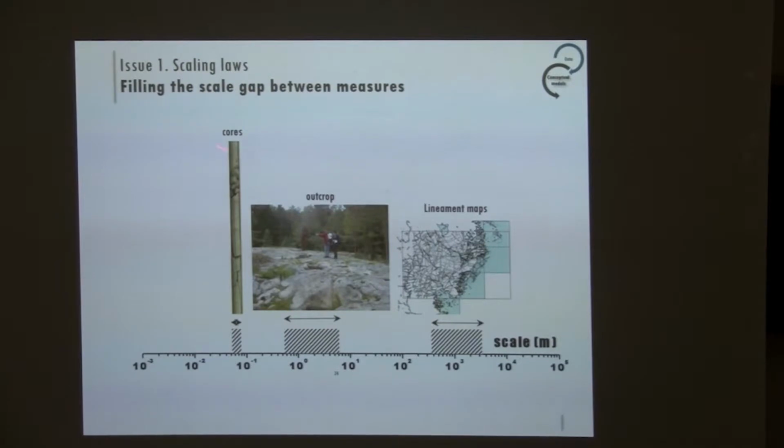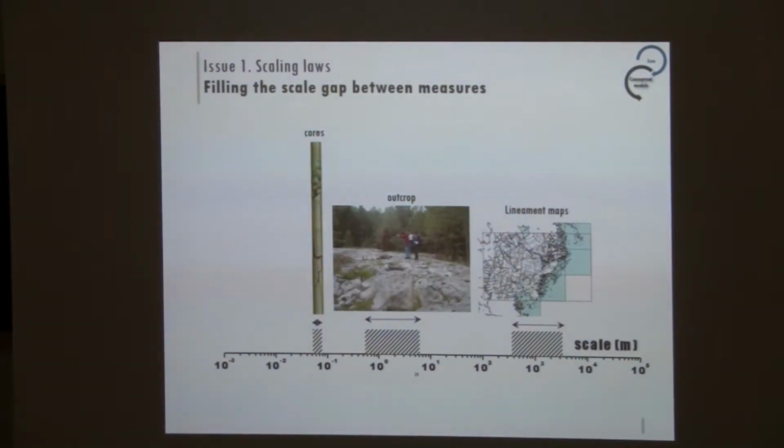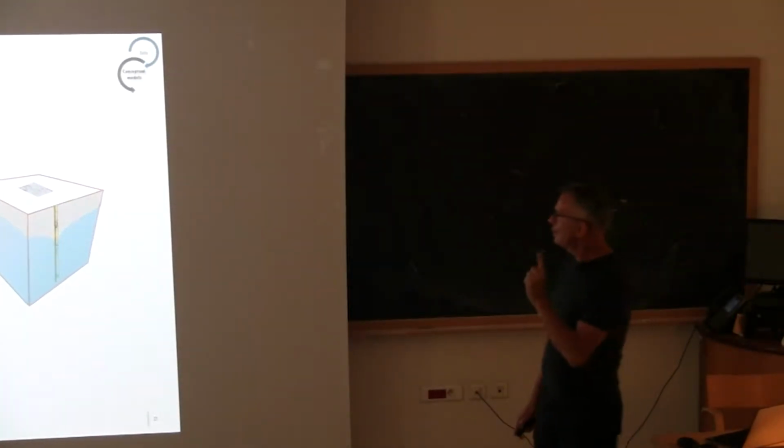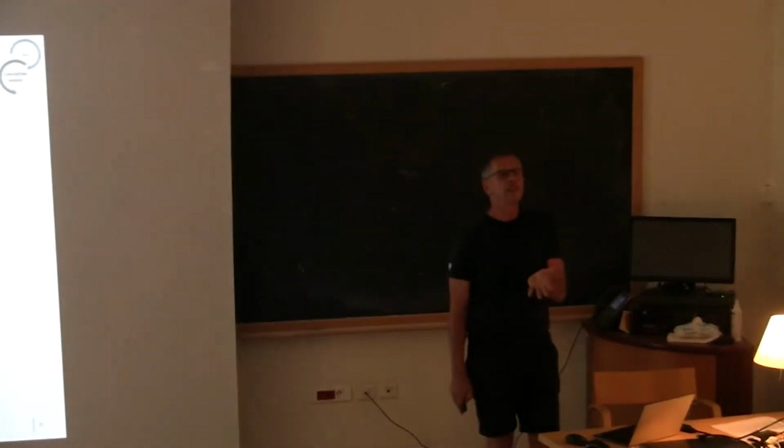Scaling issues. So here I have a classical plot, maybe Olivier showed it. No, not this year, but the year before. This is scale, and this is the type of information you get. Even if you have a scale axis, you have some blank windows. For instance, you have measures of lineament maps at scales of 1 kilometer, measures of outcrops, measures of cores, and you see that it's difficult to cover the whole range of observation scale. So we have to fill the gap between measures. Very few data compared to the general complexity of the system. And so scaling law is a key argument to provide a sound prediction of your system.